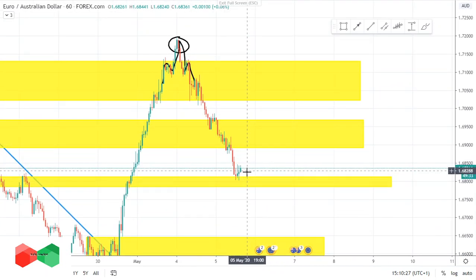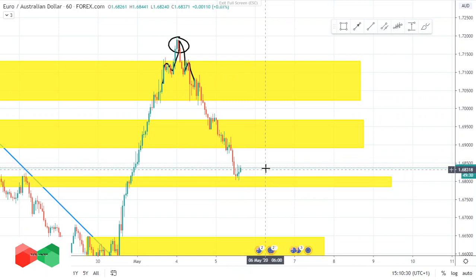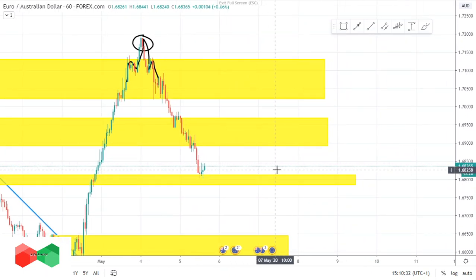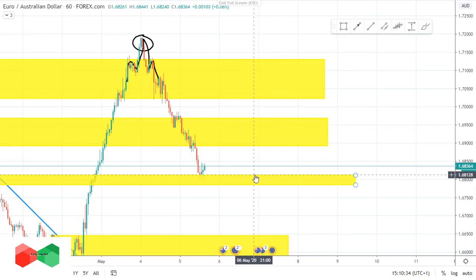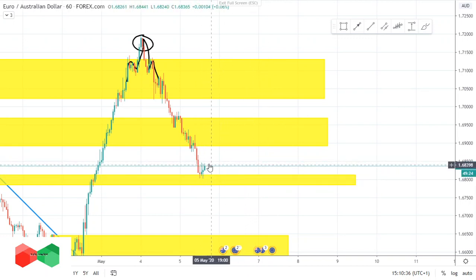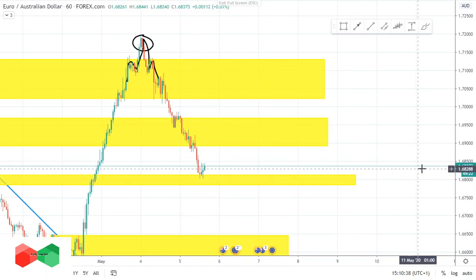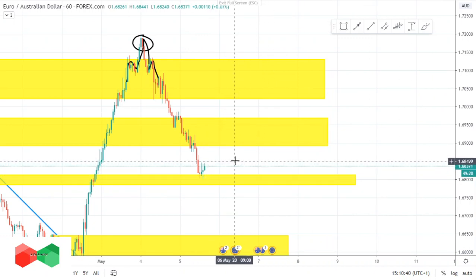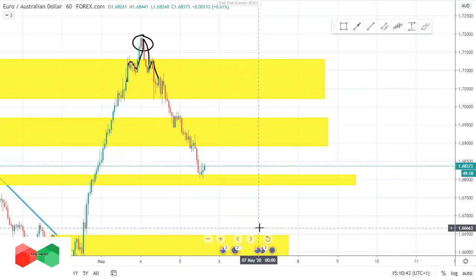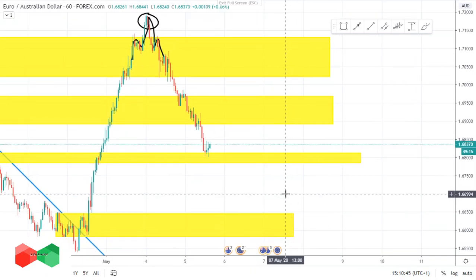It may be just testing, so it might consolidate here. Again, you might have to reevaluate your chart, remark your chart, get rid of this zone, readjust here, make a new zone of consolidation, push it out to the future, and then wait for it to either break up or break through and come back down. And it's as simple as that, guys.